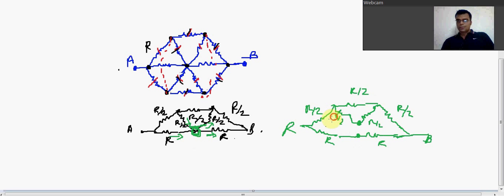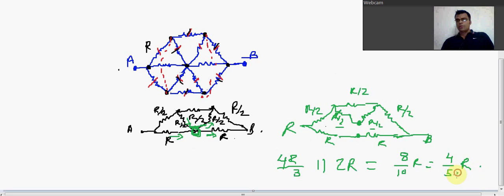Now this R by 2 and this R by 2 are in series, and this is in parallel with R by 2. So R and R by 2 in parallel become R by 3, and then R by 2 and R by 2 in series. So effectively we have R by 2 plus R by 2 plus R by 3, which is 4R by 3. This is in parallel to R and R in series, which is 2R. So the equivalent resistance comes out to be 8R by 10, which is nothing but 4 by 5 R. This is our final answer.